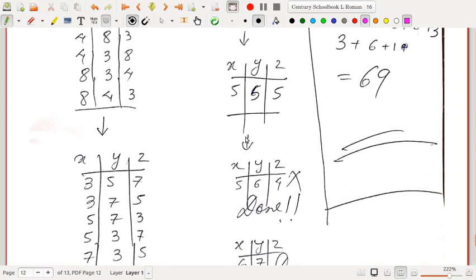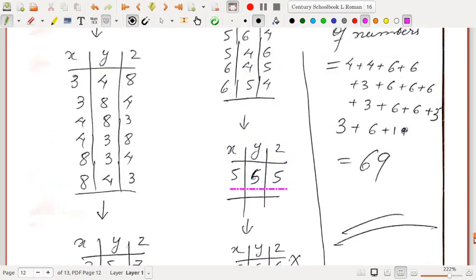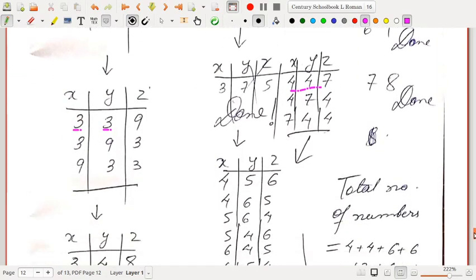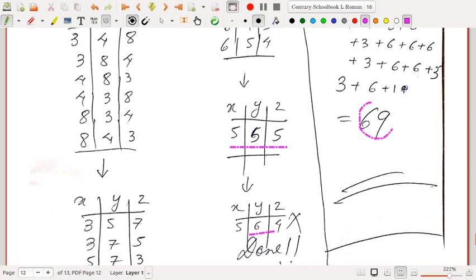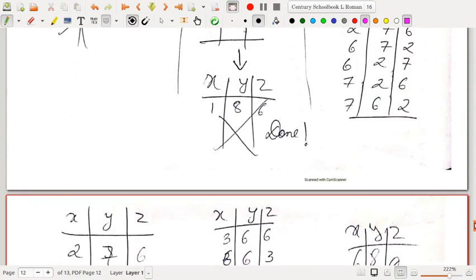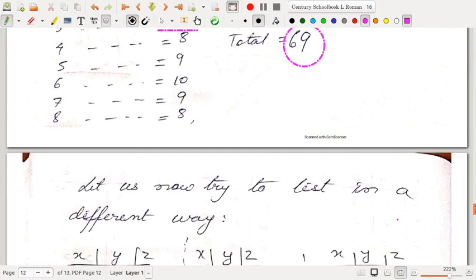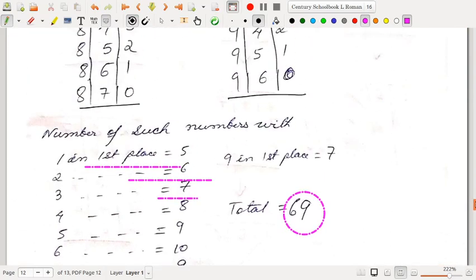So we go to 5. With 5, this is the only possibility: all 5s. Then with 5, 6, this is already done because the last one comes as 4, and we have already considered 4, so we don't need to consider it again because we have considered all possible permutations. This is done, this is done, everything else is done. So the total number of numbers now also comes out to be 69. So you try to do it using both methods and see whether you get this 69 or not. These are the problems that you try to solve. Okay, thank you.